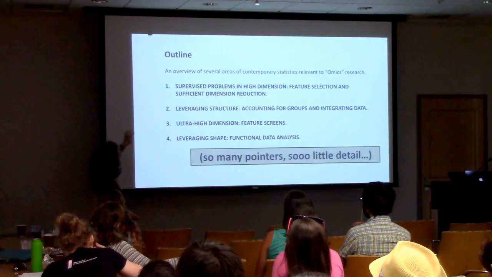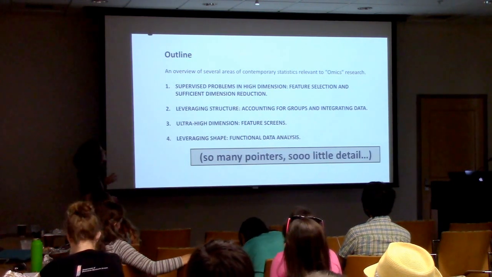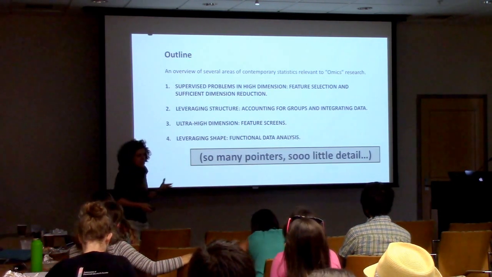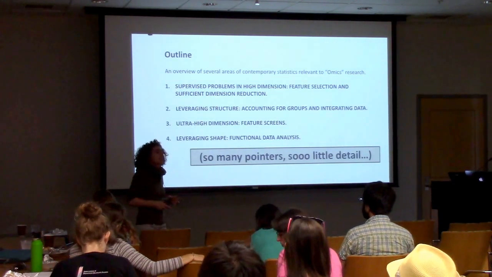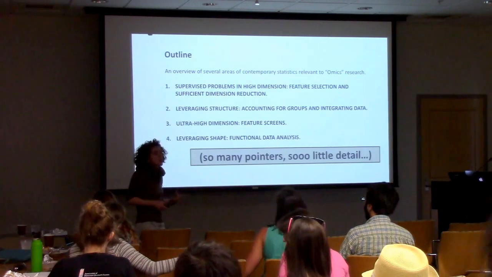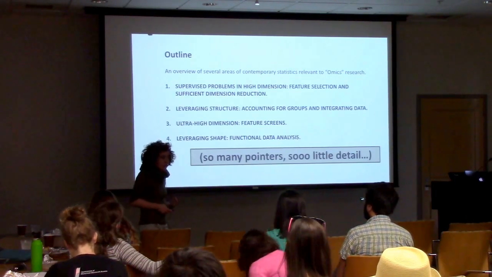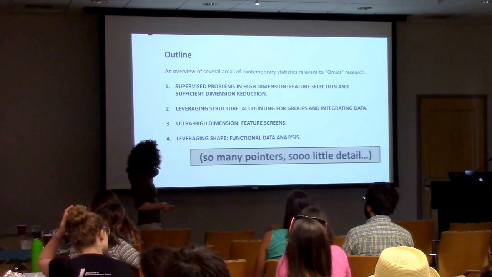So what I'll do is I'll start introducing what a supervised problem in high dimension is, which is probably familiar to all of you, and try and give you a sense of two different philosophies, two different strategies that statisticians normally use to tackle high-dimensional data sets. Okay, one is feature selection, the other one is sufficient dimension reduction.